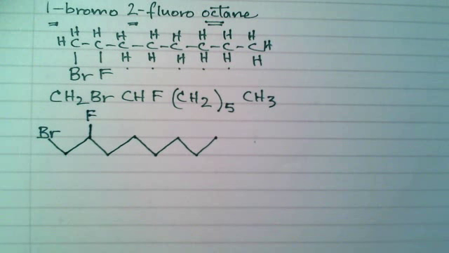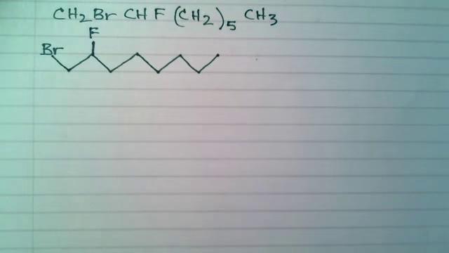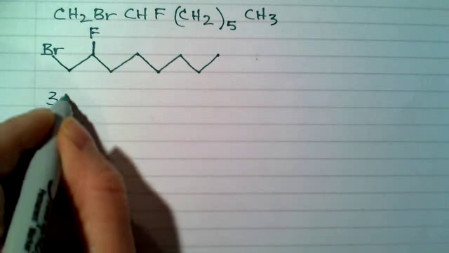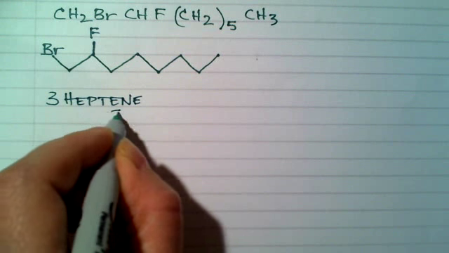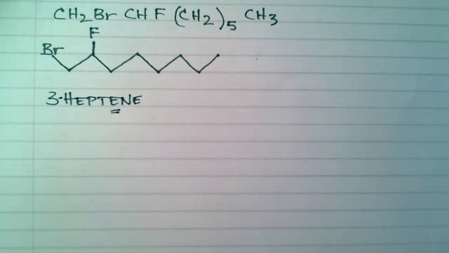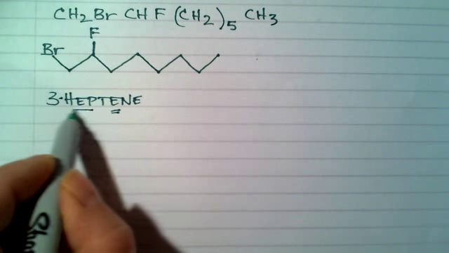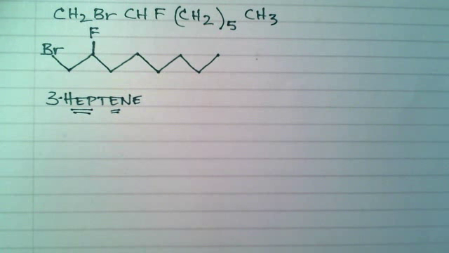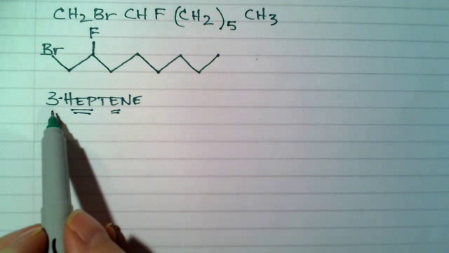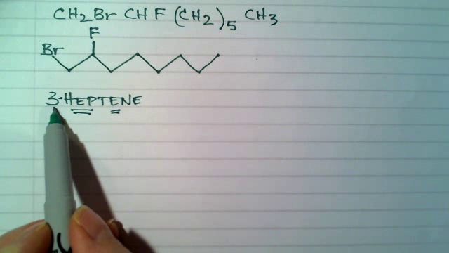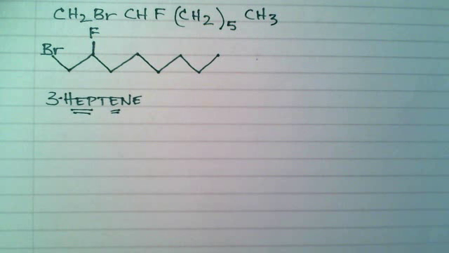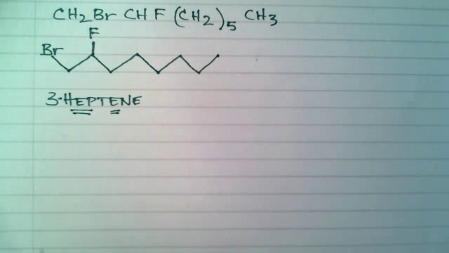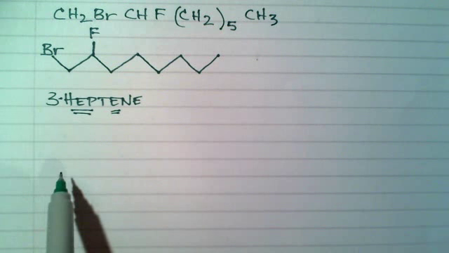The next one I have is 3-heptene. I know that this is an alkene. It's a hydrocarbon with a double bond. And the HEPT tells me that it is a 7. And this tells me that there's a double bond between carbon 3 and carbon 4. So I labeled the double bond using the smaller of the 2 carbon atoms, the smaller of the 2 numbers.